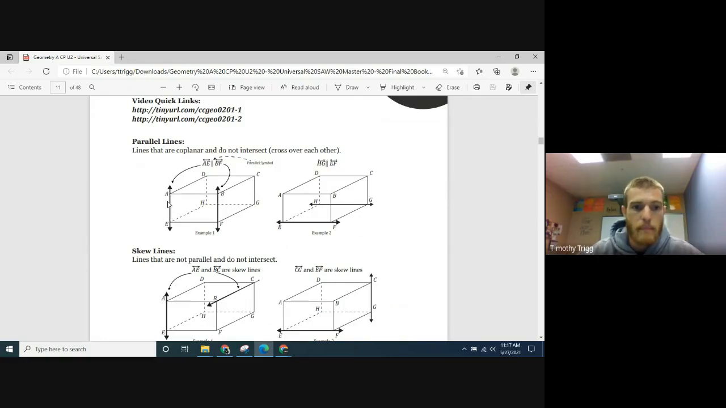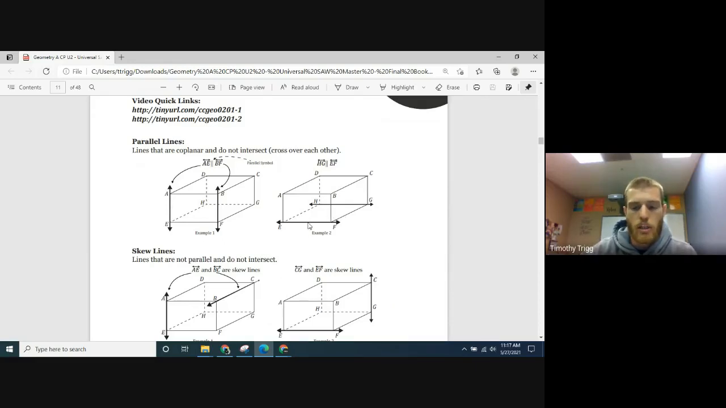So in this case, line AE and BF, those are parallel. Here's another example of parallel lines. You can see EF and HG. See how they're on the same plane? In this case, that bottom plane of that prism, they're on the bottom plane, and those two lines would never touch each other. So those are examples of parallel lines.